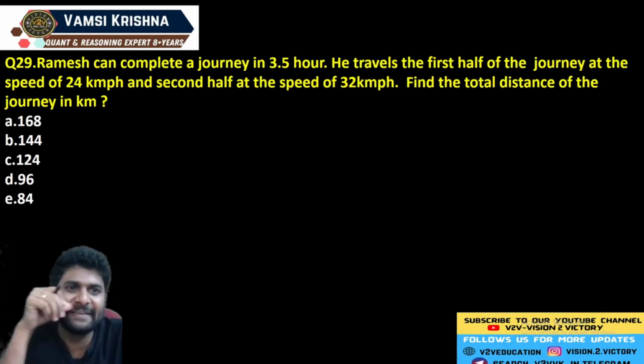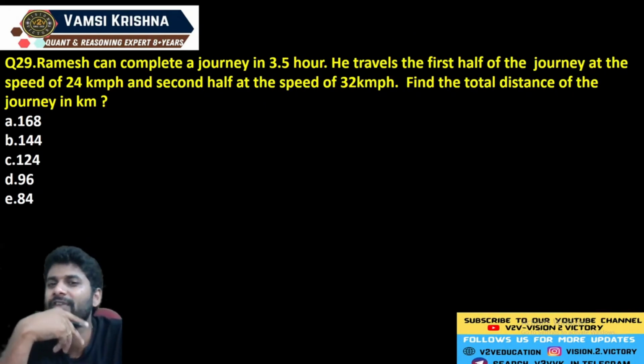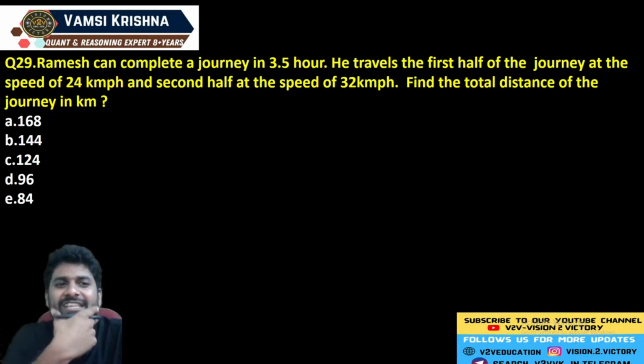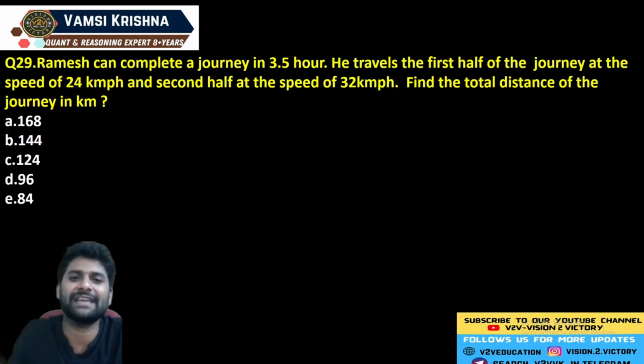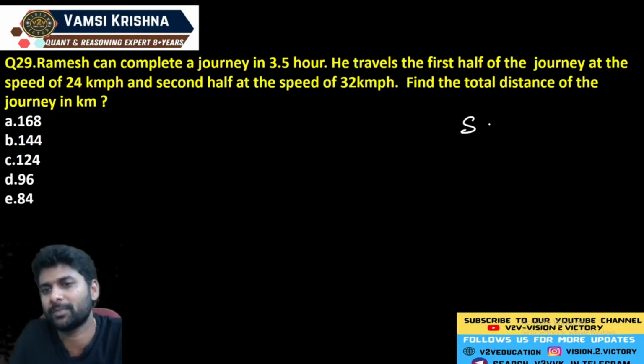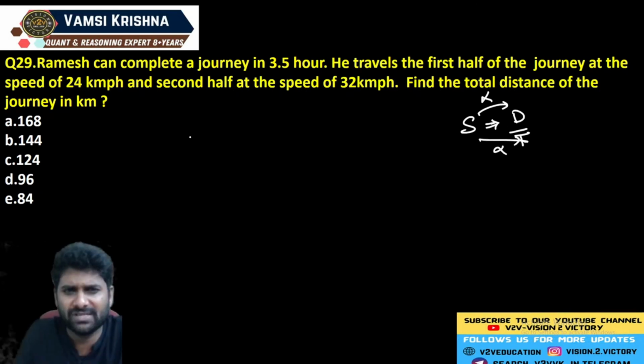To the next question. See, Ramesh can complete a journey in 3.5 hours. He travels first half of the journey at the speed of 25 km per hour, second half of the journey at a speed of 32 km per hour. And you know the relation here, speed is equal to distance by time. Speed to the distance is directly proportional. Speed to the time is inversely proportional. Now see, they clearly mention that time is equal to 3.5 hours, but we know the speeds.